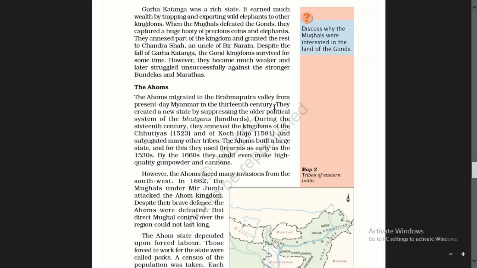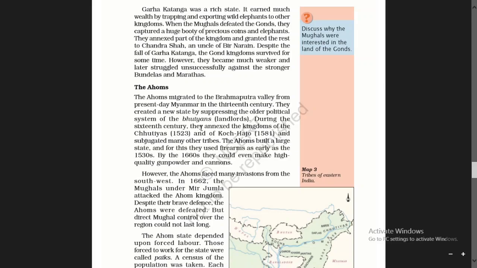The new name of Burma is Myanmar. They created a new state by suppressing the older political system of the Bhuyans. Bhuyans means landlords. Suppressing means to put down by authority or force.